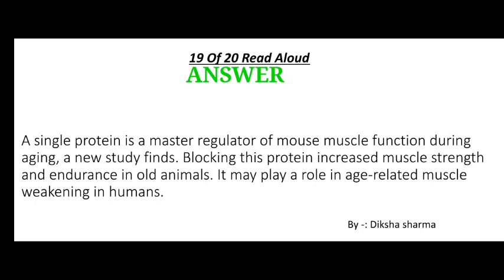A single protein is a master regulator of mouse muscle function during aging. A new study finds blocking this protein increased muscle strength and endurance in old animals. It may play a role in age-related muscle weakening in humans.